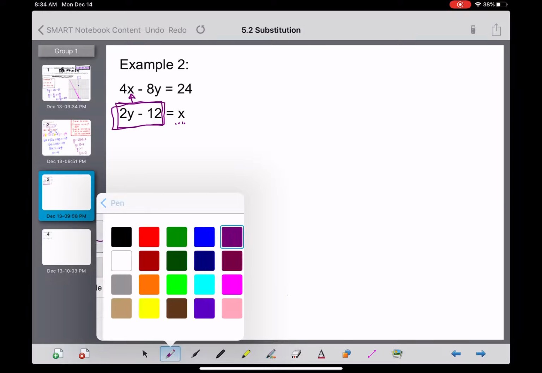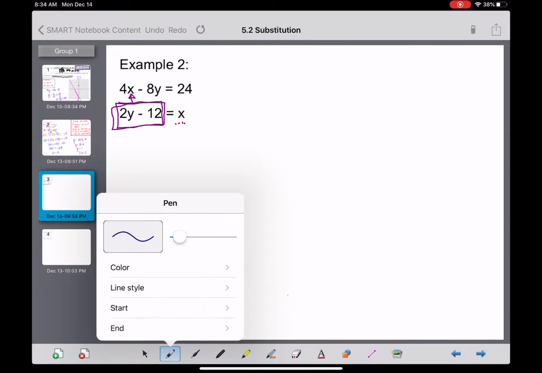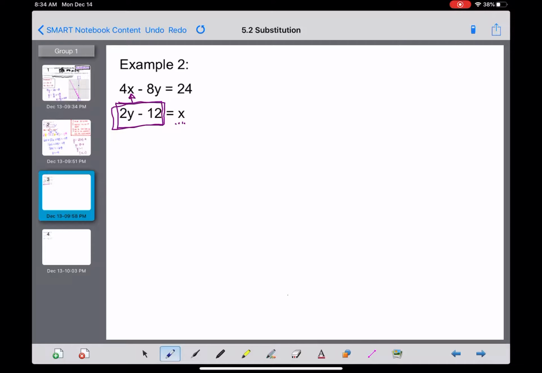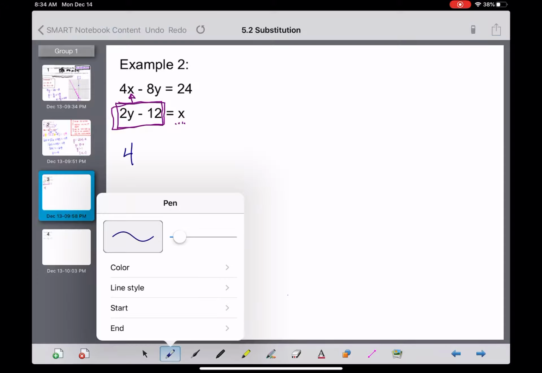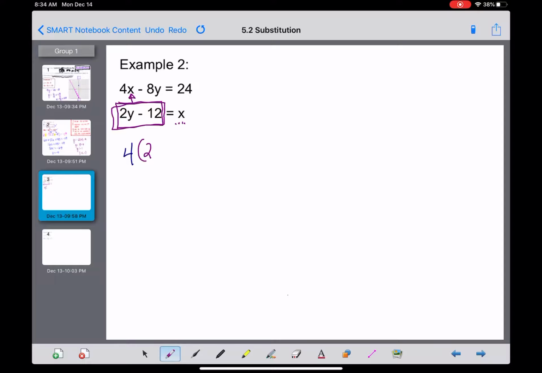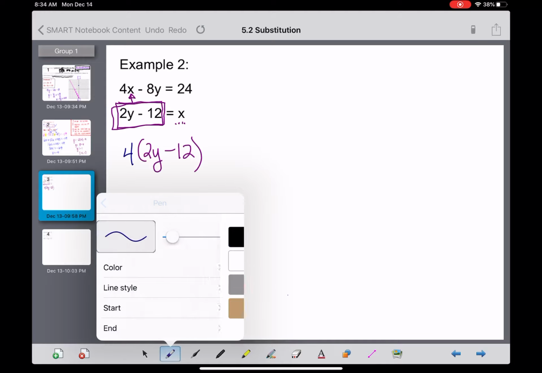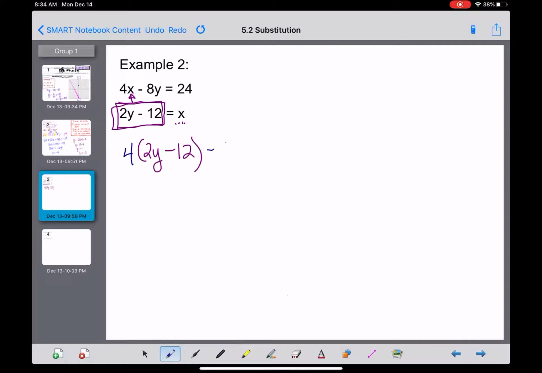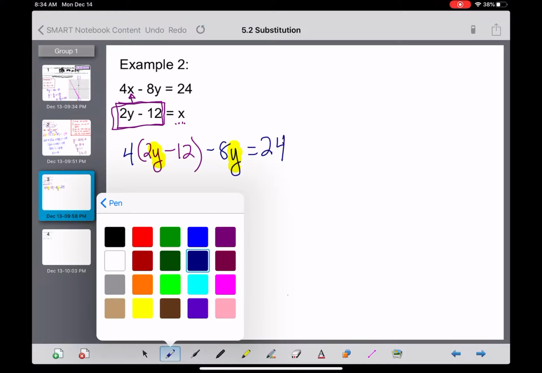So I'm going to rewrite that first equation. I have 4. Here comes my substitution piece. And then I continue writing the rest of the equation. Minus 8y is equal to 24. I have created an equation with only one variable. That variable is y. So now I can solve for y.